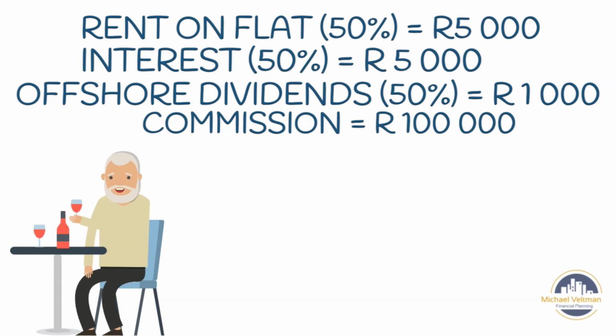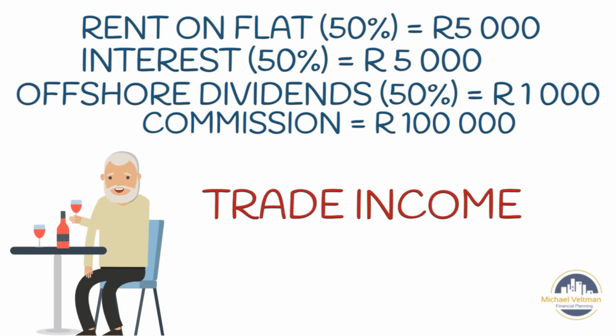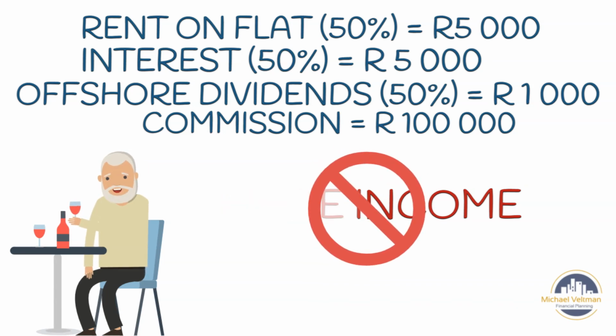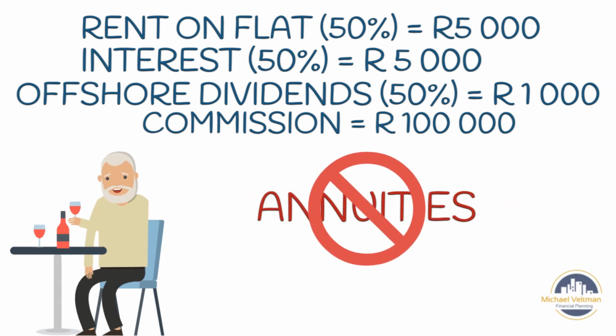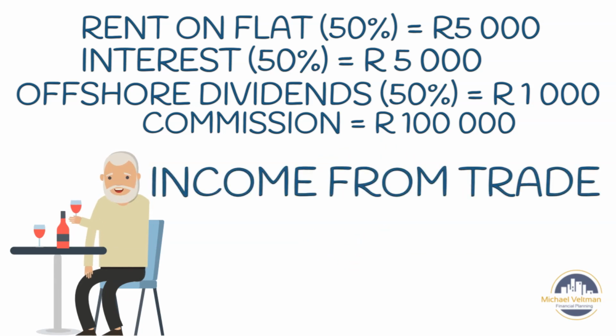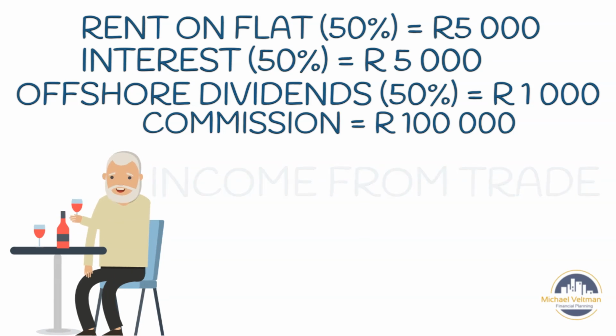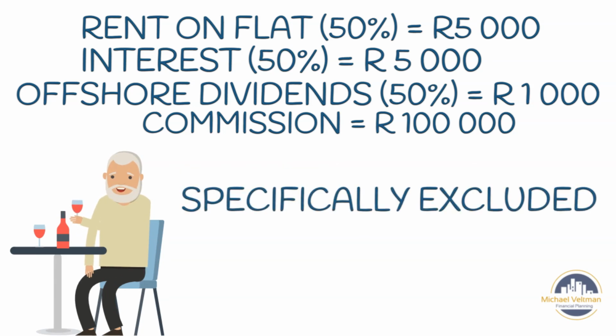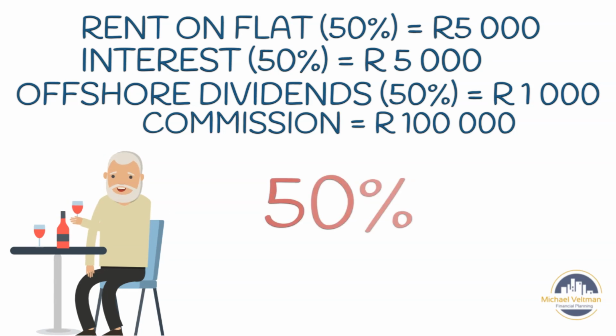Trade income, or income as a result of past trade, is normally not split between spouses, nor are annuities from past membership of retirement funds, as this is still considered to be income from trade. Although rental income is regarded to be income from trade, it is specifically excluded, and must accordingly be split between the spouses.